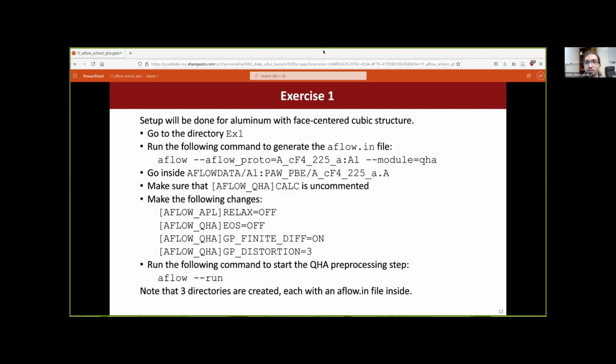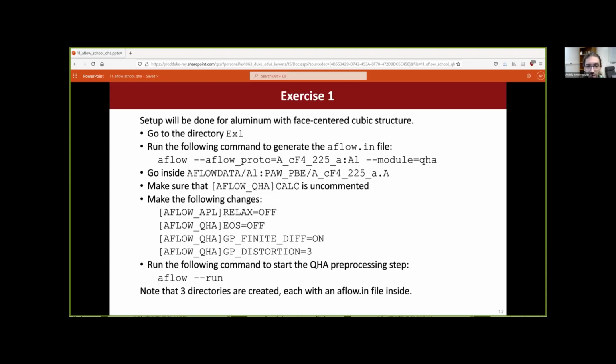Now it's time for exercises, and probably we will do breakout rooms. So we will have 2 exercises. The first one will be to actually generate an aflow.in file with the command I showed you before. Then you will need to go to the directory which AFLOW will create for you. Just make sure that the AFLOW QHA calc is uncommented. If it is commented, you need to uncomment it yourself. And if it is commented, AFLOW will proceed with the APL run, which you don't want to do.